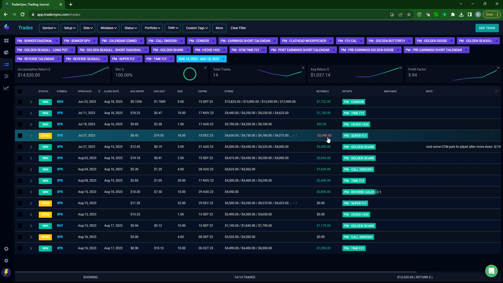But here is our PM trades for the week, all of which were winners, booked over 14,520. And in fact, this Superfly that's still open, that's showing minus 2,900, the other piece of it that we haven't closed is up about 4,000. So that nets about a positive 1,000 on that one.